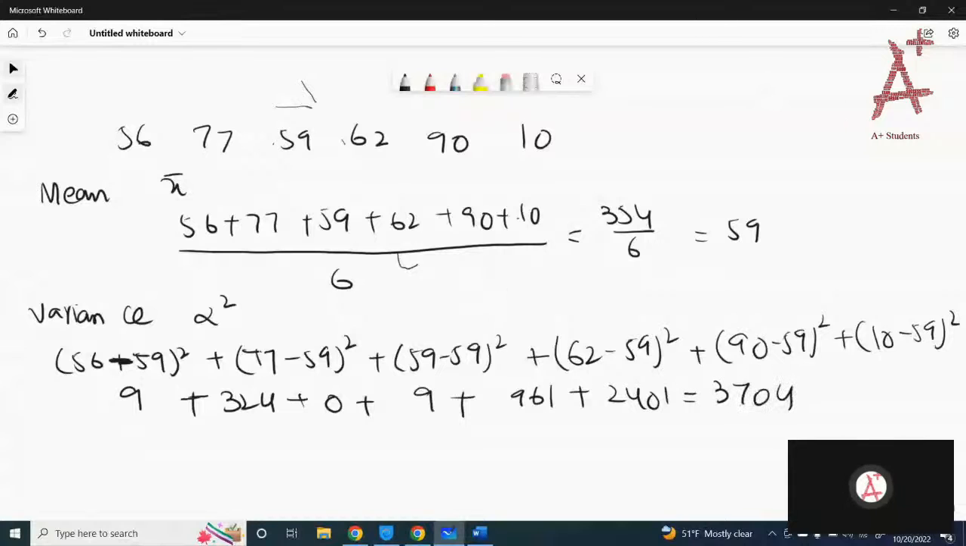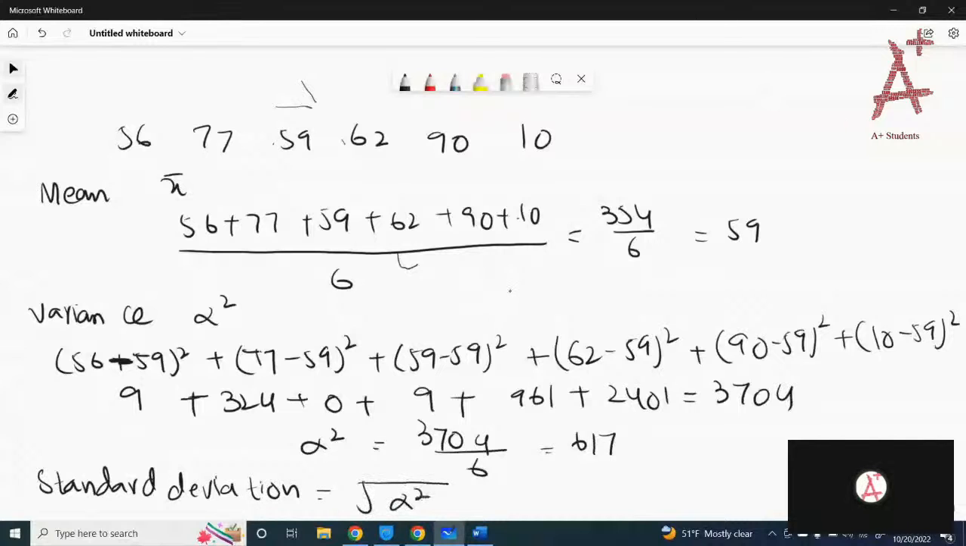So for the variance, you have to divide this sum by 6. Got it? So just divide the sum by 6. It would be 3704 over 6, which is 617. Got it? So now you have to calculate the standard deviation. For the standard deviation, you just square root the variance. It would be square root of 617, and it is 24.8. Got it? That is the relationship between the variance and the standard deviation.